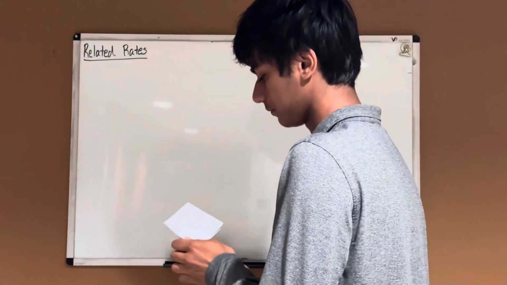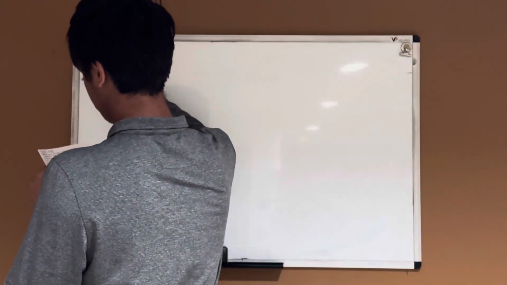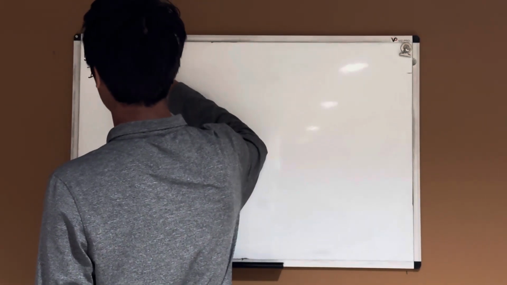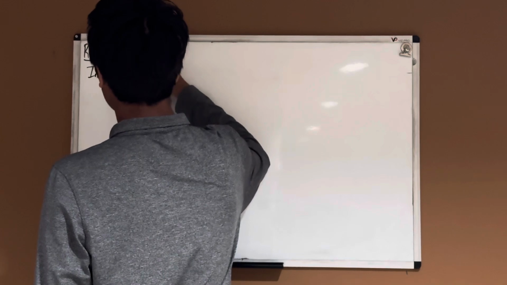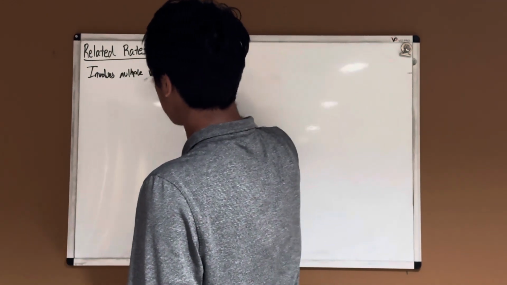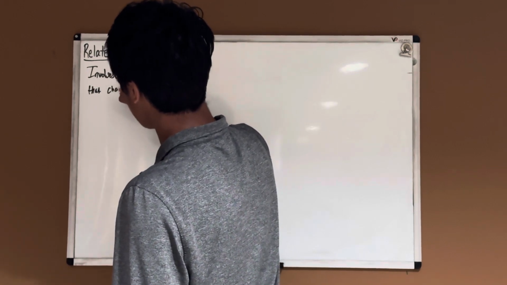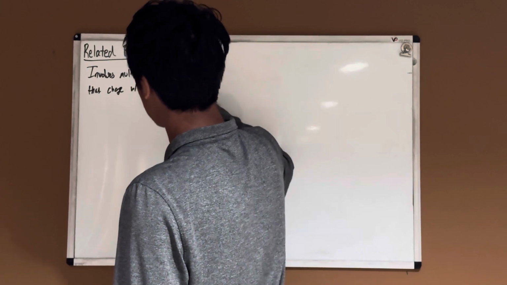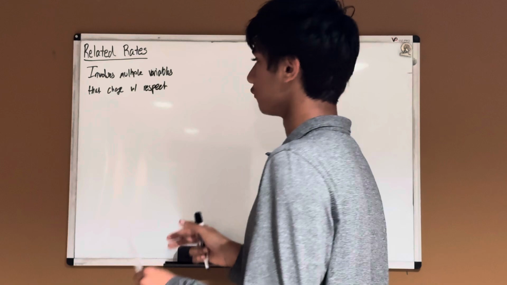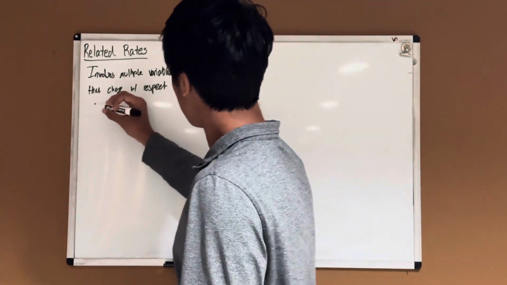A related rates problem is a problem that has multiple variables that change with respect to time. And in these problems, they ask you to solve for the rate of change for a certain variable to time.